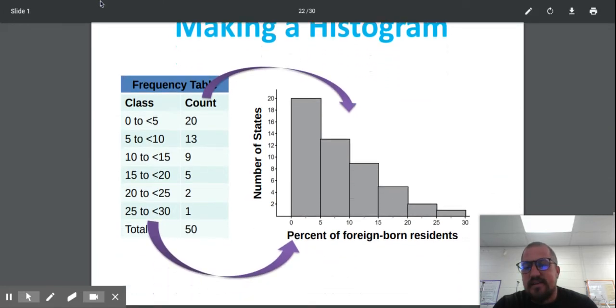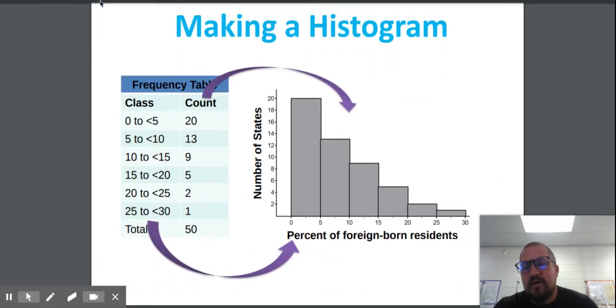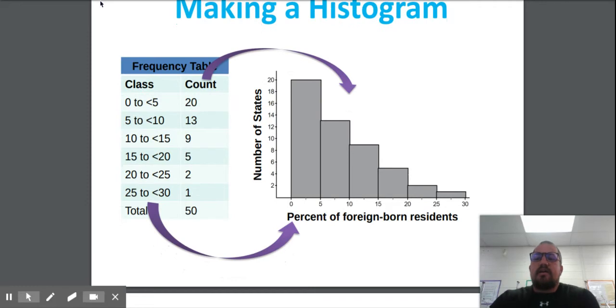So for instance, here is an example of a histogram. This would be numbers from 0 to 30. If you notice, there were 20 that were between 0 and 5. There were 13 from 5 all the way up to 10. There were 9 from 10 all the way up to 15.